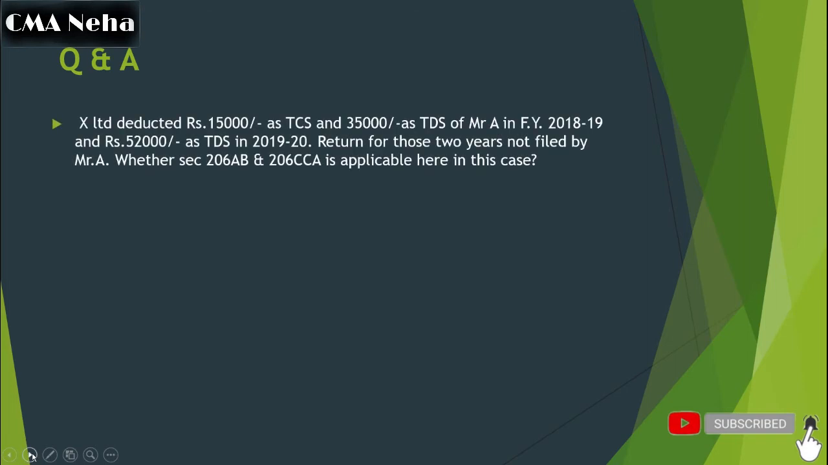So first question was that X Limited deducted 15,000 as TCS and 35,000 as TDS of Mr. A in the financial year 18-19, and rupees 50,000 as TDS in 19-20. So returns for those two financial years were not filed by Mr. A. Whether these sections are applicable or not. So yes, definitely, because we have to consider both TDS and TCS aggregate. So 15,000 plus 35,000 equals 50,000. That is 50,000 or more.